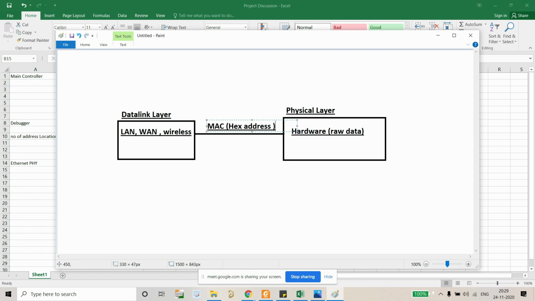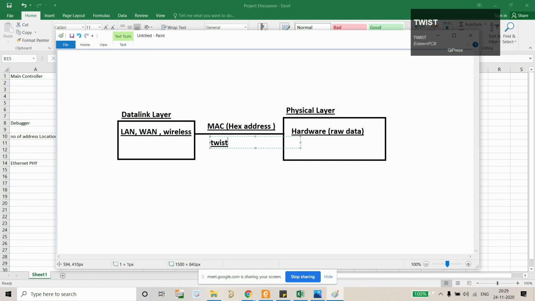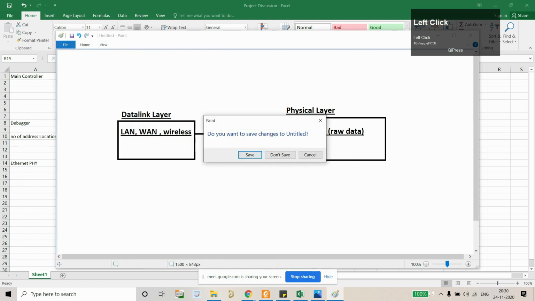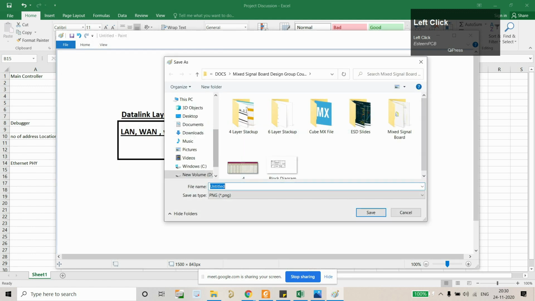So this is the thing that is connected to our LAN connector, or you can say a twisted wire pair or any fiber optic, anything. This is how it is connected. Now I'm just going to draw another block diagram. I'll save it, then I'll share it with you later.